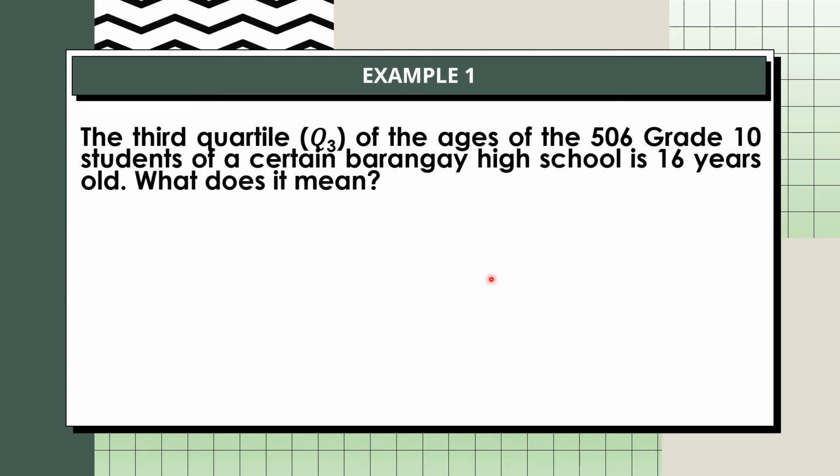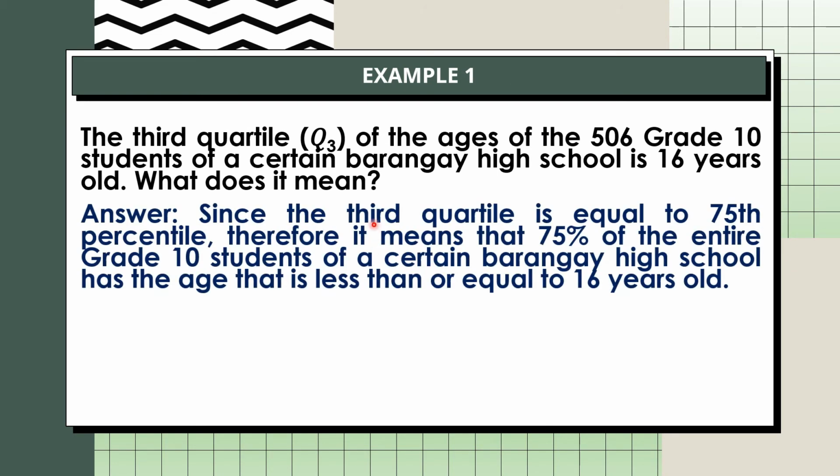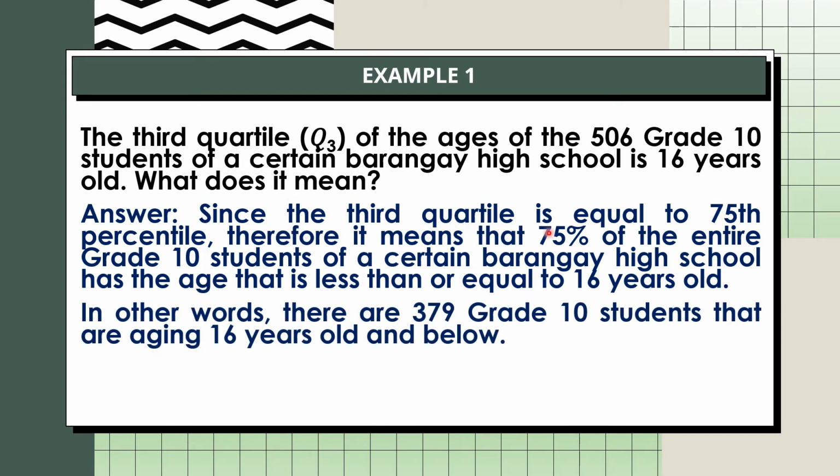Let's have another situational example. The third quartile or quartile 3 of the ages of the 506 grade 10 students of a certain barangay high school is 16 years old. What does it mean? Since the third quartile is equal to 75th percentile, therefore, it means that 75% of the entire grade 10 students of a certain barangay high school have an age that is less than or equal to 16 years old. So, yun po yung ibig sabihin niya.